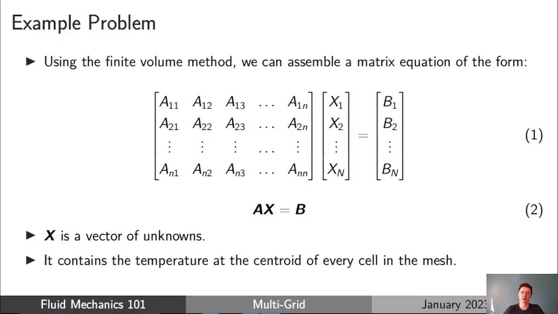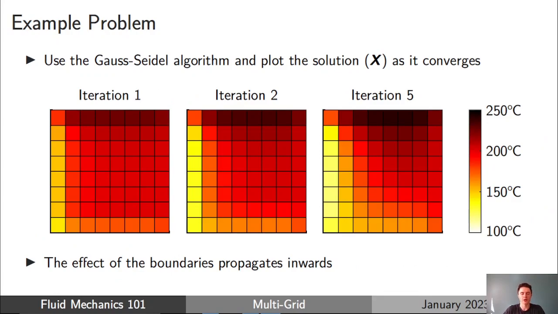In this talk, I'm just going to be going through the multigrid method and how we can solve the matrix equation. Just as a quick reminder, in AX equals B, because we're considering the energy equation, X is the vector of unknowns, which here represents the temperature at the centroid of each of those cells in our 2D mesh. Now, to solve this matrix equation, we could use the Gauss-Seidel algorithm. If you want some information on that, I've been through that in a previous video, so you can find details of how that algorithm works there.